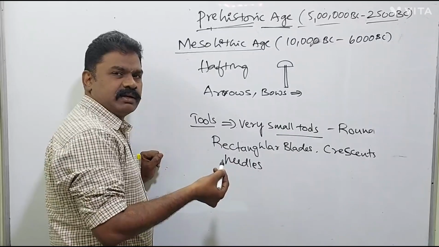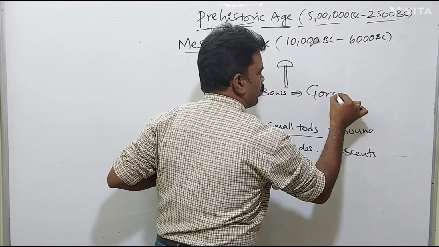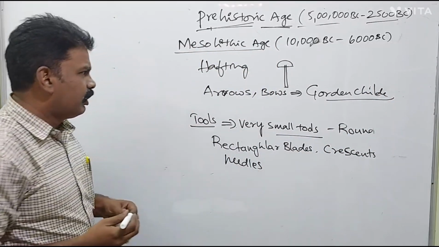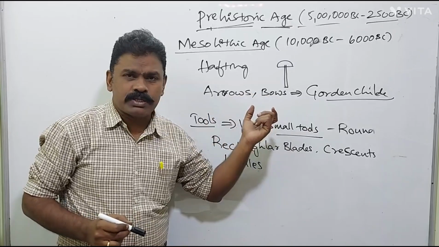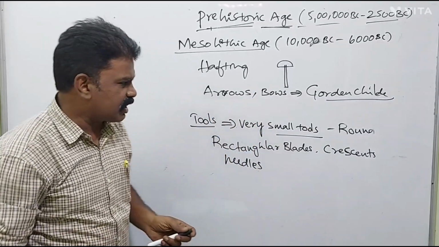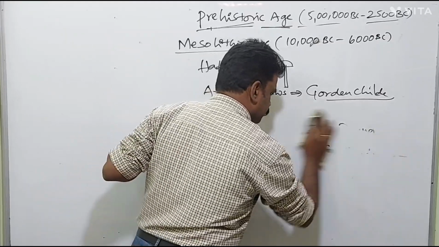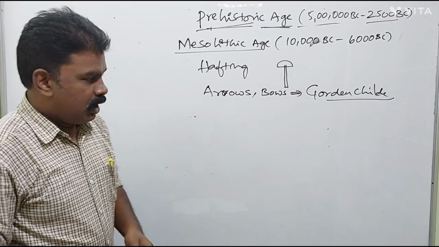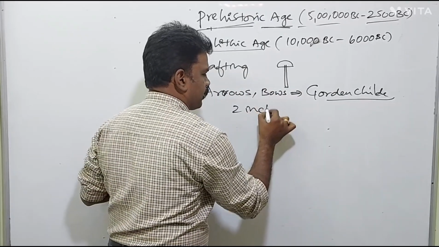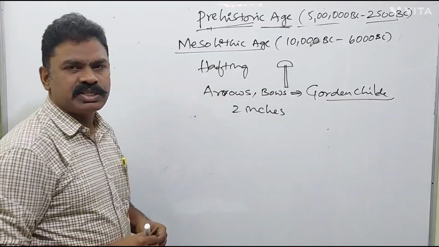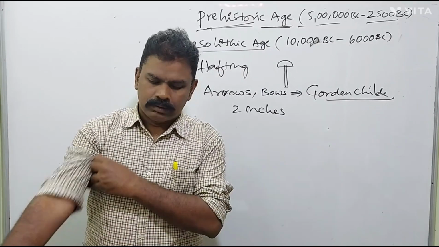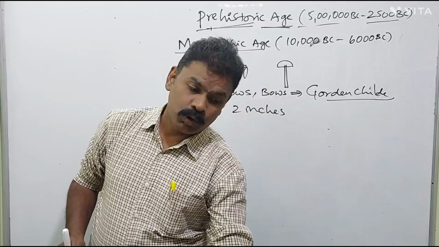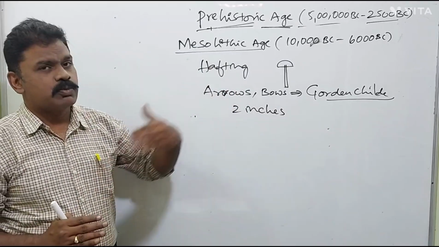That opinion was given by Gordon Childe. He said that the use of arrows and bows was a peculiar important feature of the Mesolithic period. So the tools of this period were less than 2 inches, to hunt the small animals, to hunt the fast moving animals.